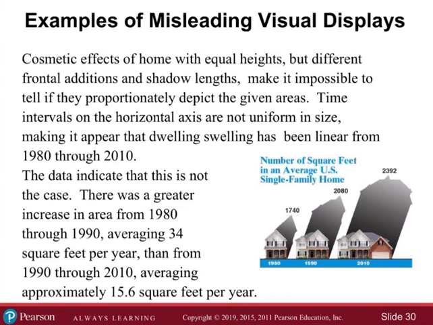Examples of misleading visual displays. Cosmetic effects of home: equal heights, but different frontal additions and shadow lengths make it impossible to tell if they proportionally depict the given areas. Time intervals on the horizontal axis are not uniform in size. What? Are we missing something? Making it appear that the dwelling size has been linear from 1980 through 2010.